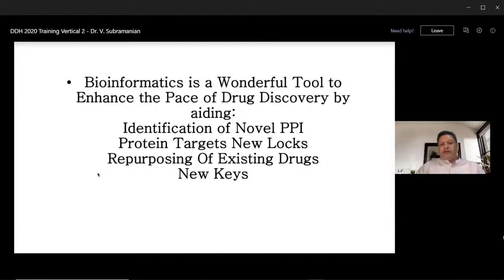So with this, we can see that we can have identification of novel protein-protein interactions if we go by the systems biology approach, and we can have new protein targets as far as our theory is concerned, and we can get repurposing of existing drugs as new things, or we can find new drugs themselves.